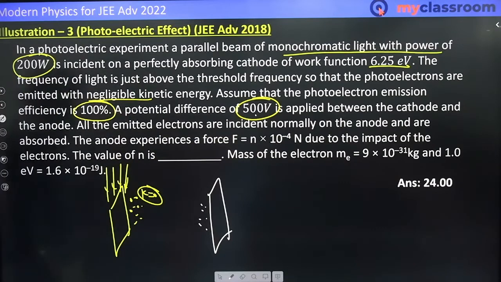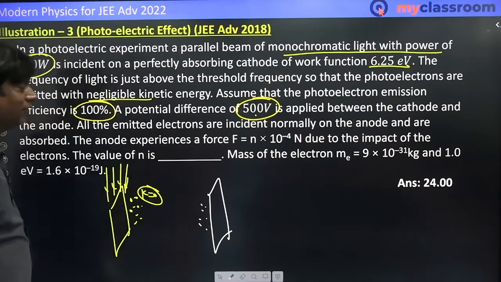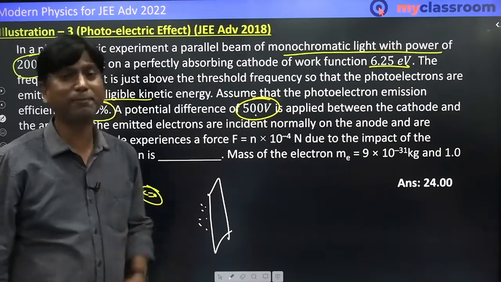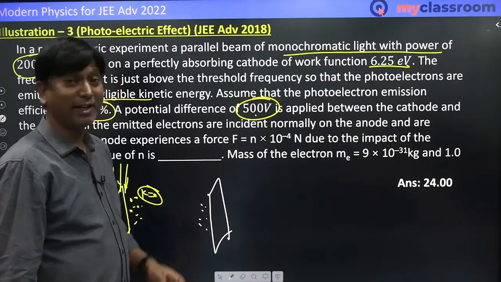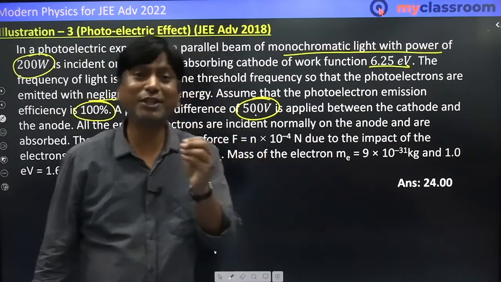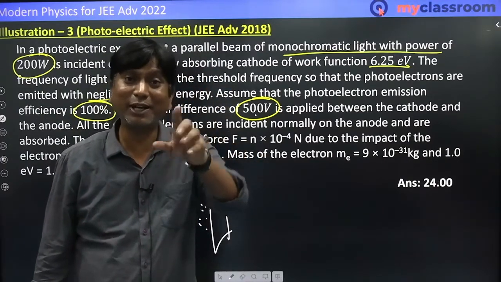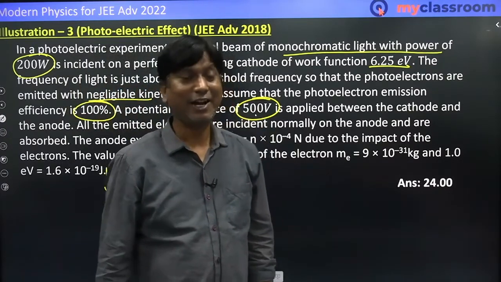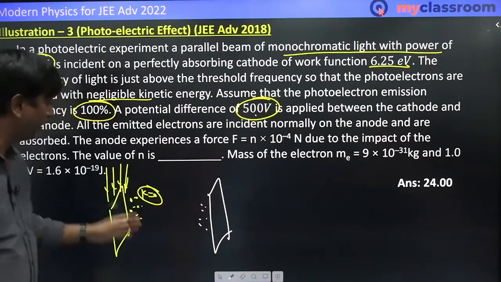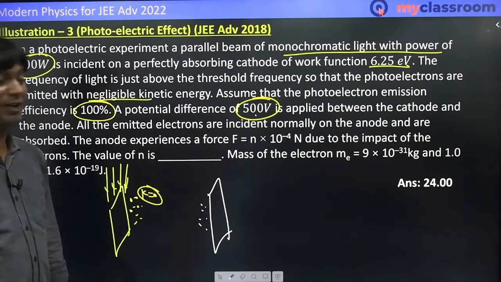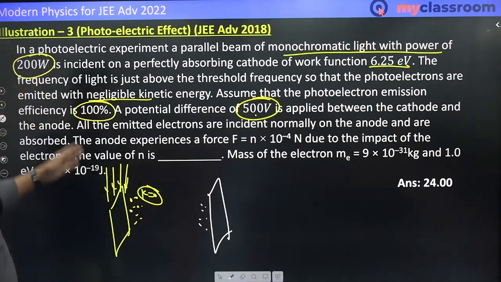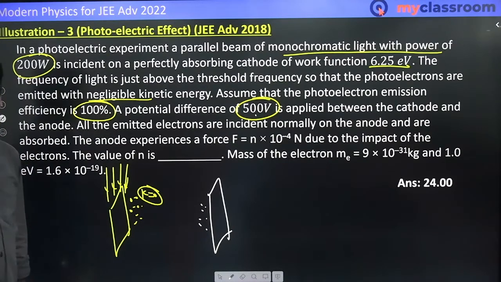Hope the question is clear to all. It's very simple only. We know that every electron will acquire a kinetic energy of 500 electron volts, so you know the momentum. Now I am using the fact that force exerted is equal to the change in momentum of one electron into the number of electrons hitting per second. The number of electrons hitting per second is the number ejected per second, which is nothing but the number of photons incident per second. Why? Because photoelectric efficiency is 100%.